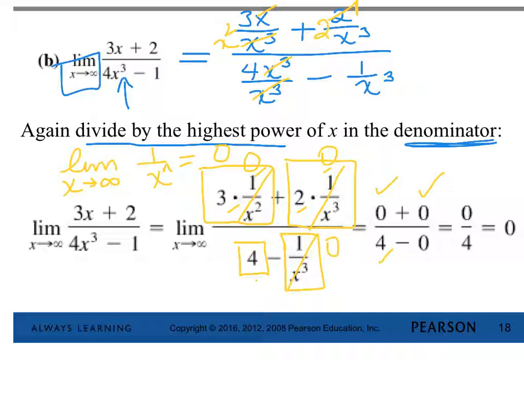4 remains 4, 0 remains 0. 0 plus 0 is 0. 4 minus 0 is 4, and if you have nothing and divide it up among 4 friends, all of them get some of the nothing, and they all have nothing, which is 0. So this limit is equal to 0. This is a good trick to know how to do, and it always works.